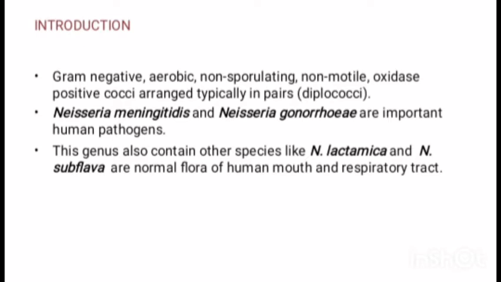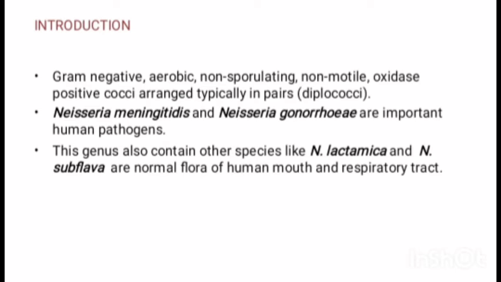Everybody. Today we are going to look at Neisseria gonorrhoeae. First of all, we have an introduction to Neisseria genus. This Neisseria genus consists of gram-negative, aerobic, non-sporulating, non-motile, oxidase positive cocci that are arranged in pairs. Hence, they are known as diplococci.